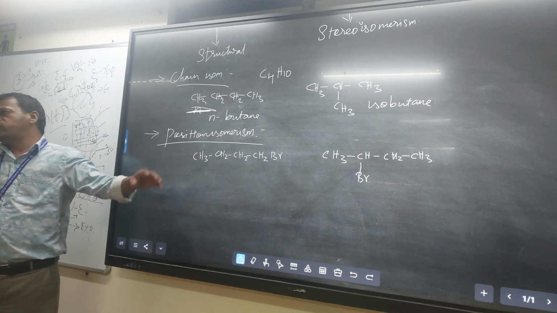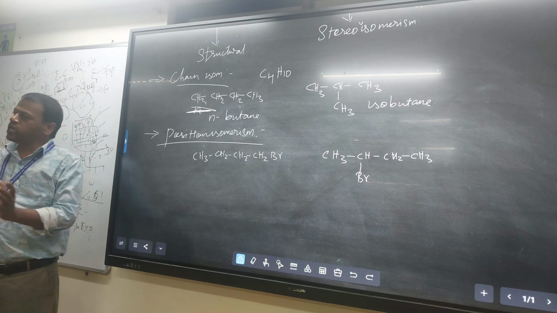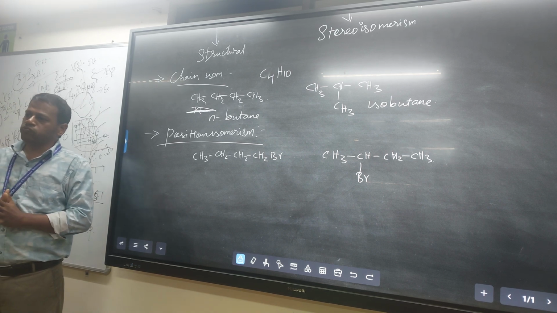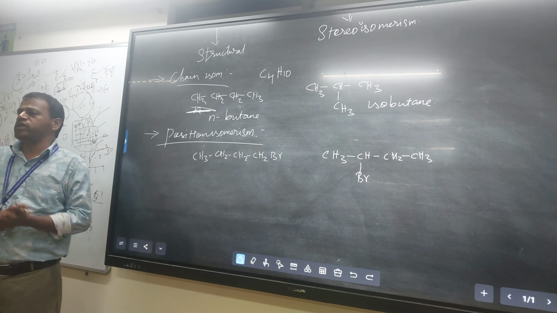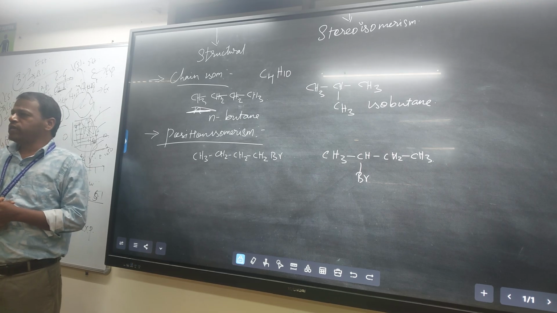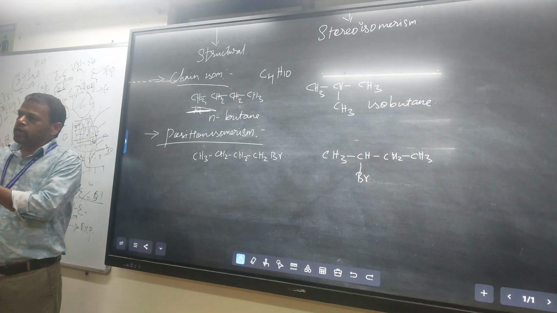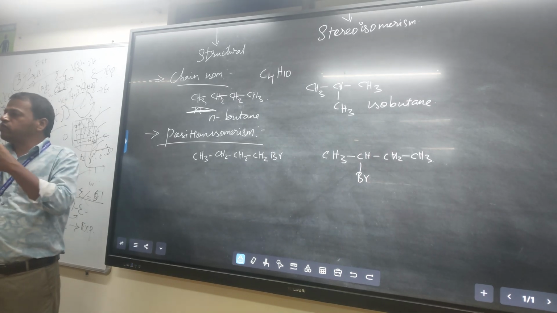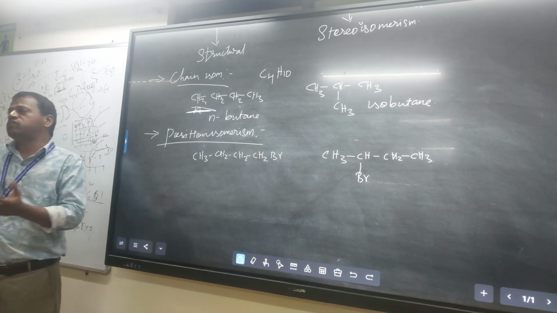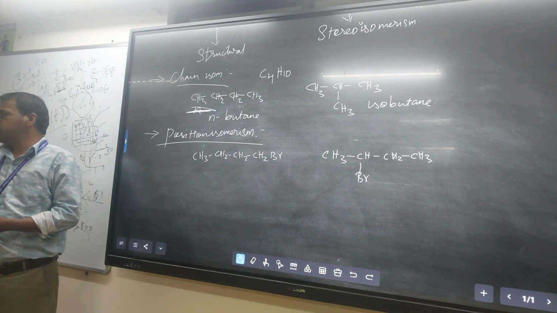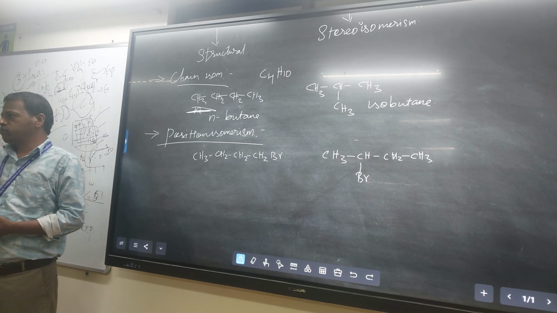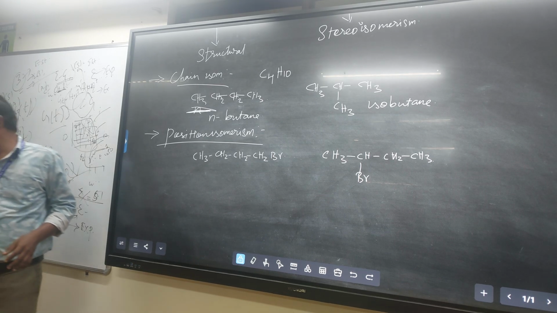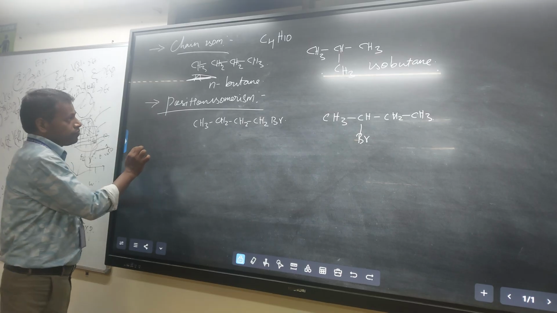So this is not functional isomerism. Functional isomerism is different: the functional group itself varies. For example, one molecule has an alcoholic functional group, and with the same molecular formula, another exhibits an ether functional group. That is functional isomerism. Maybe we will discuss that also. Next one.